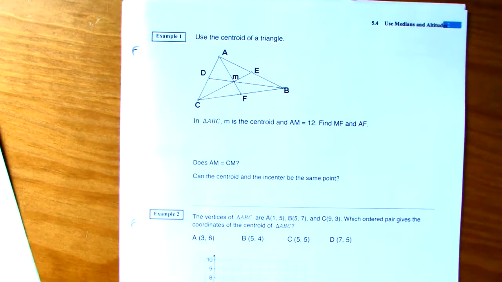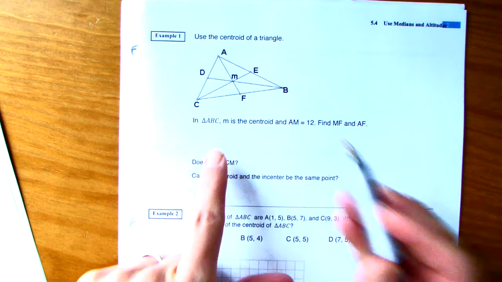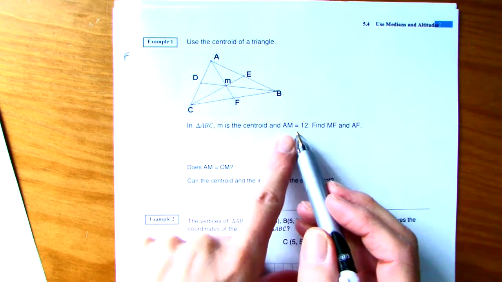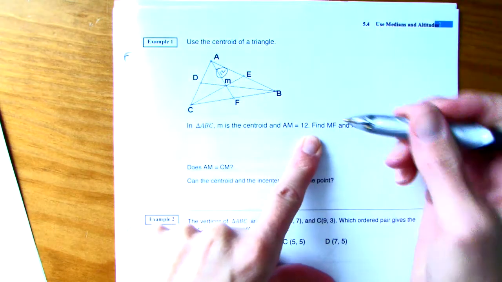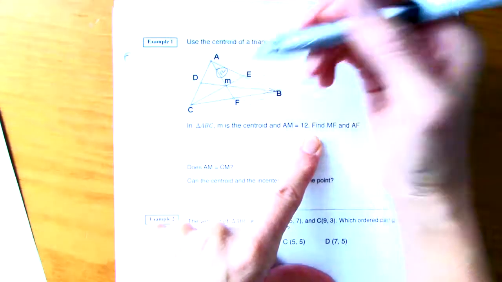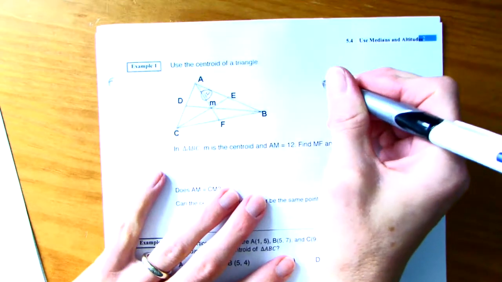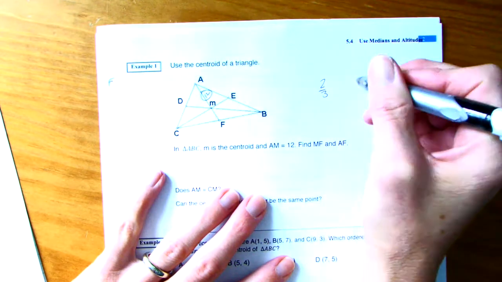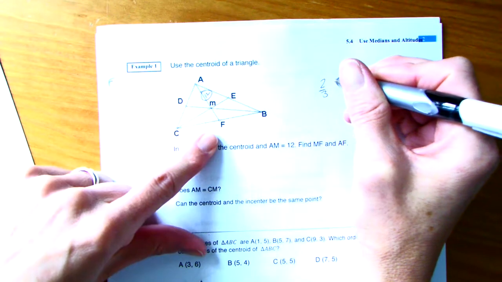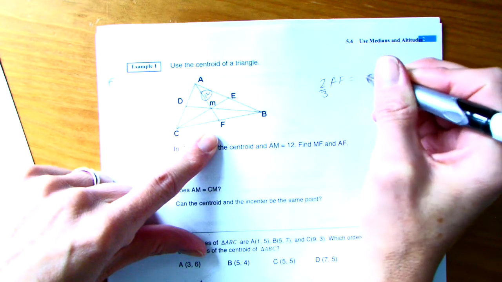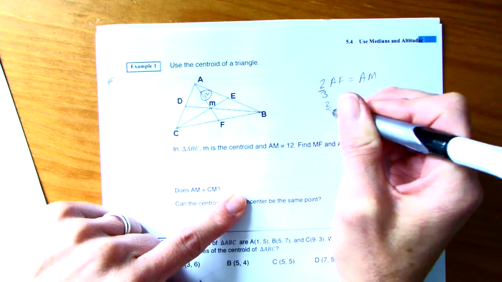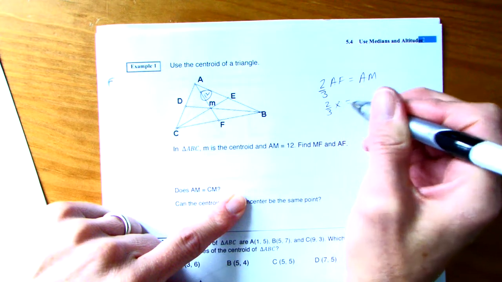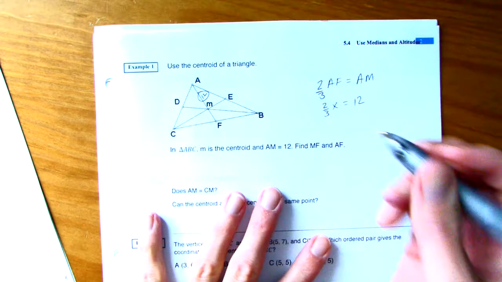Let's start playing around with that. Use the centroid of a triangle. In triangle ABC, M is the centroid. AM is 12. Find MF and AF. Okay, so, well, remember, 2/3 of AF, of the whole thing, is equal to AM. And we know that AM is 12. So 2/3, I'm just going to call that X, is equal to 12. How do you get rid of a fraction? Multiply by the reciprocal.